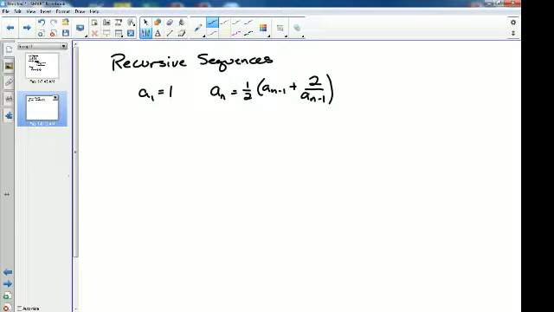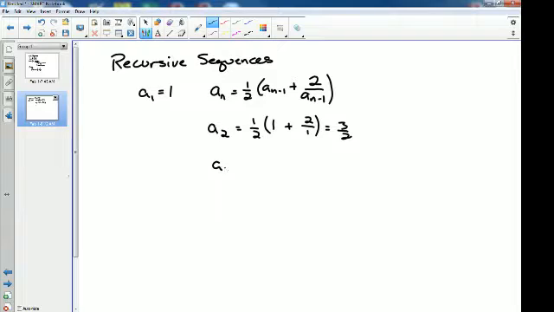right? So if I want a sub 2, it is defined by 1/2 times a sub 1 plus 2 over a sub 1, right? So what is term 2? a sub 1 is 1, so 1 plus 2 over 1. That's 3, and then divide by 2. That's 3 over 2.